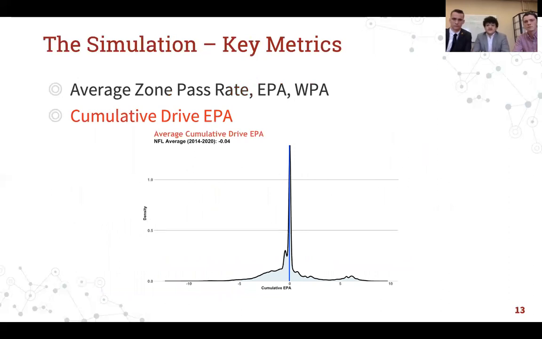The key metric we identified to gauge how our play calling logic was doing was cumulative drive EPA. This is EPA on a drive level rather than a play level. We wanted to make sure that we were creating longer sustained drives rather than just potentially more explosive plays at the play level.